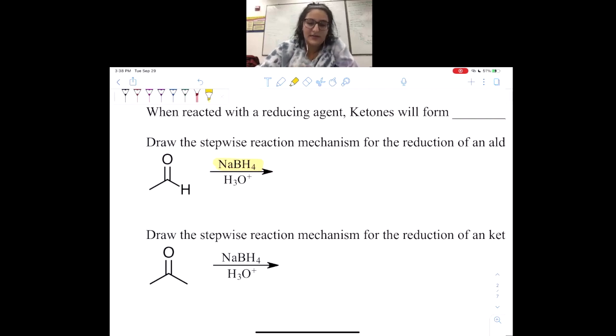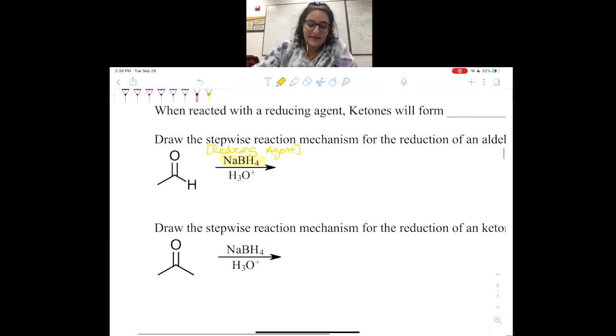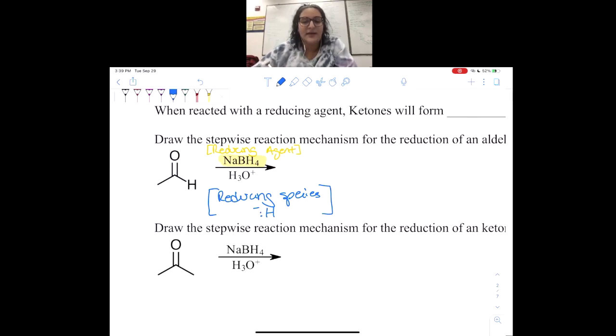NaBH4 is going to be our reducing agent. And our reducing species will actually be different. The reducing species is what's actually doing the reduction, aka your nucleophile, and that is your hydride ion. So make sure you know the distinction between the reducing agent and the reducing species, because Dr. West does tend to care about that distinction.